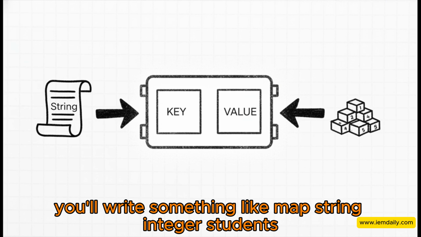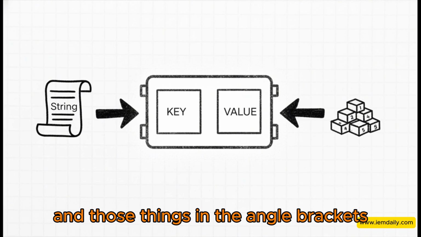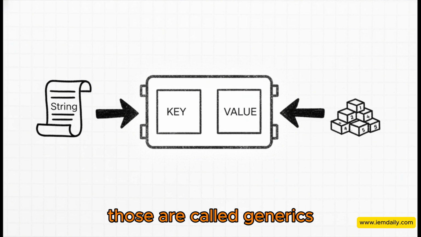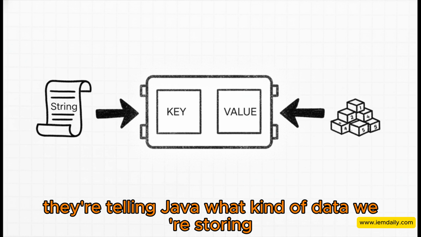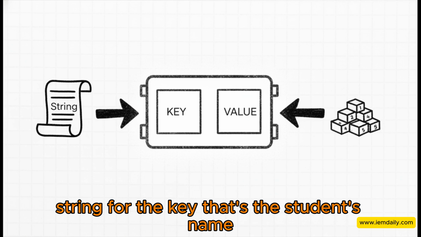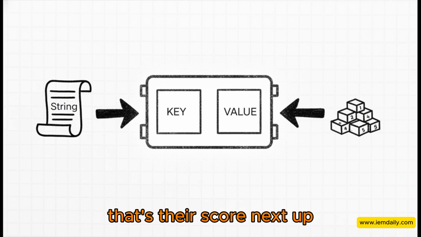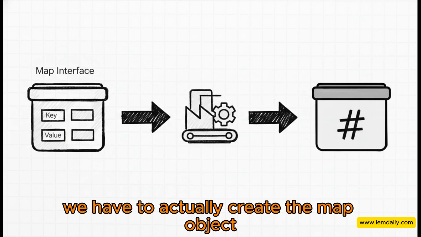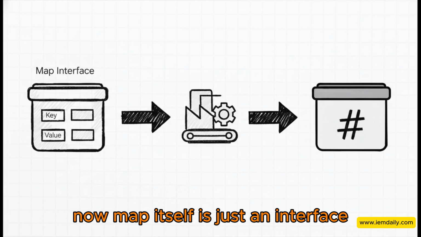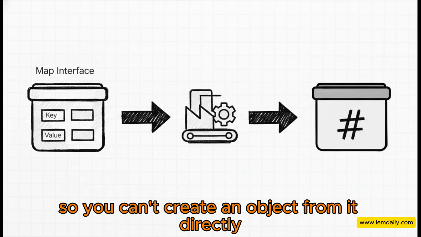You'll write something like Map<String, Integer> students. So Map is the interface, and those things in the angle brackets, those are called generics. They're telling Java what kind of data we're storing. In our case, String for the key, that's the student's name, and Integer for the value, that's their score. Next up, we have to actually create the map object. Now, Map itself is just an interface, like a blueprint, so you can't create an object from it directly.